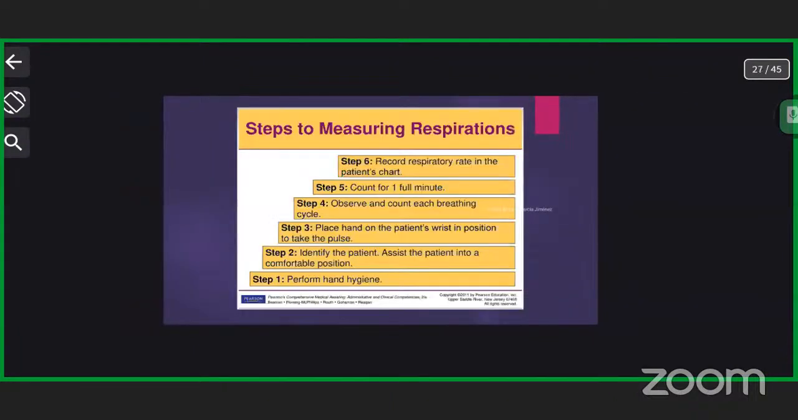But of course, we have some steps to follow this, to organize this. Melissa, can you hear me? Yes, teacher. Thank you. Can you read the slide, please?